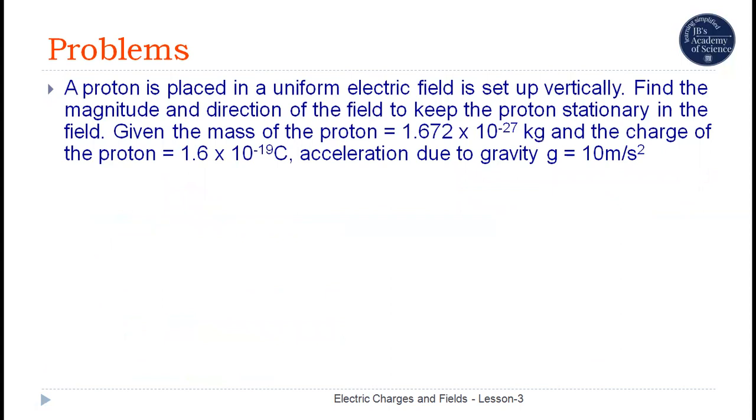Next problem. A proton is placed in a uniform electric field set up vertically. Find the magnitude and direction of the field to keep the proton stationary in the field. Given the mass of the proton is equal to 1.672 into 10 to the power of minus 27 kilogram and the charge of the proton is equal to 1.6 into 10 to the power of minus 19 coulomb. Acceleration due to gravity g is equal to 10 meter per second square.